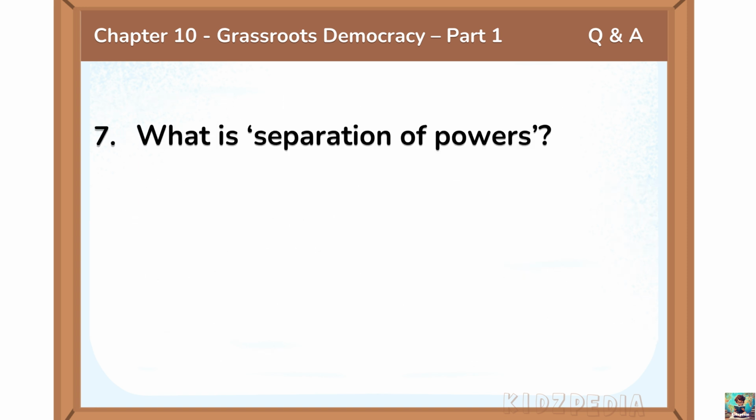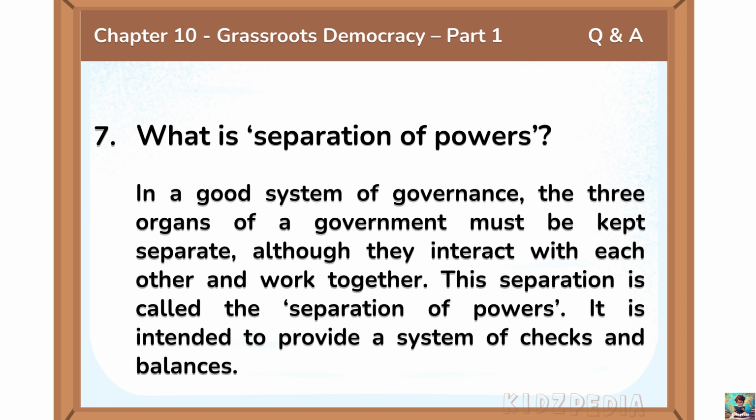What is separation of powers? In a good system of governance, the three organs of a government must be kept separate, although they interact with each other and work together. This separation is called the separation of powers. It is intended to provide a system of checks and balances.